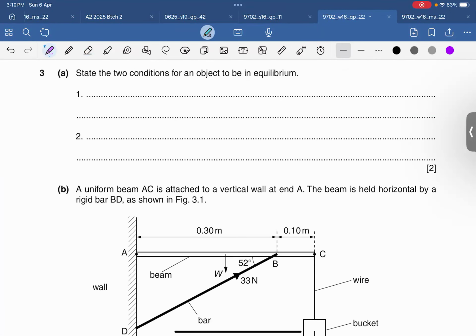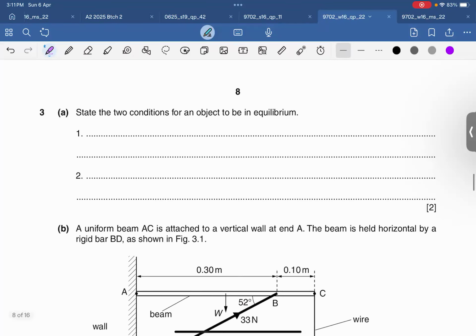Irfan, please read the question. Yes, where are you? So are you showing it? I can't see the question. Okay, fine. State the two conditions for an object to be in equilibrium. Yes. What are those?